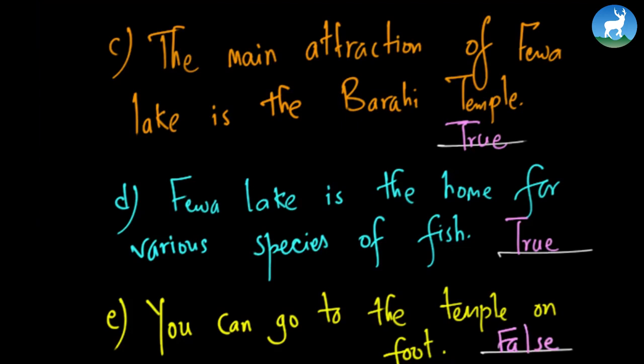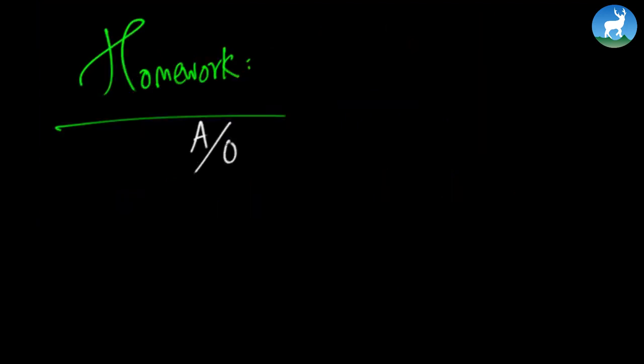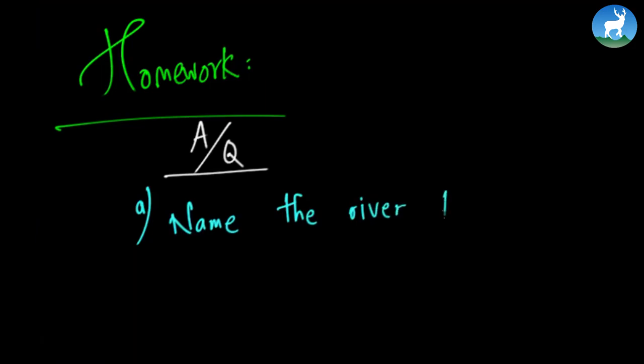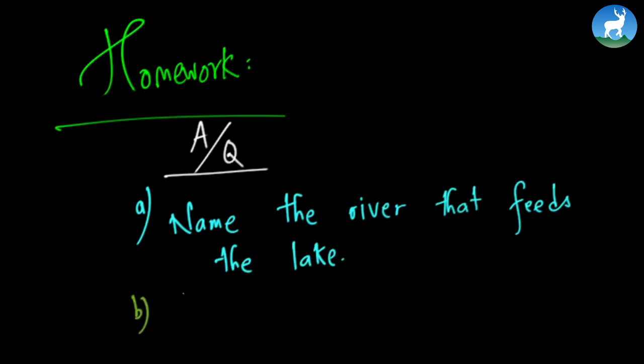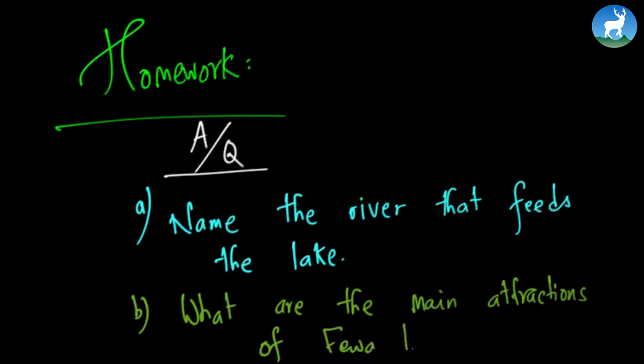All right, now it's time to give you some homework. Your homework is going to be this one. I want you to do the question and answer section, and I'll write the questions here. Name the river that feeds the lake. Okay, there's another question, number B. What are the main attractions of Fewa Lake? All right, these are the 2 questions I want you to solve. They're pretty simple questions. You'll find the answers in the book.